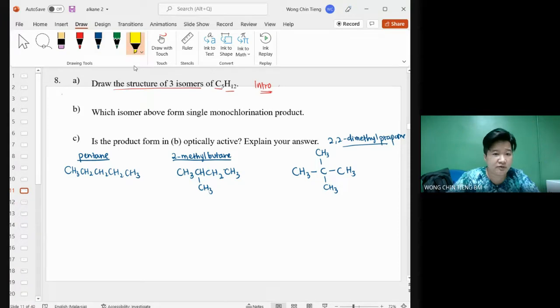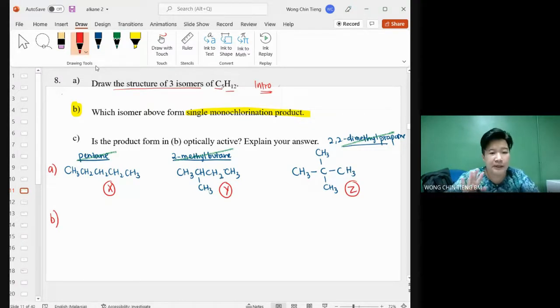So the question is asking for B, which isomer forms a single monochlorination product? Okay, untuk soalan macam ni, bila kamu dah jawab pakcik ni A, kamu nak jawab untuk B kan? Sama ada kamu lukis balik, boleh, soalan tak minta nama tau, so tak payah buat nama pun tak payah. So kalau nak senang, kamu boleh lukis balik ataupun give a label. You can label X, Y, Z, and then di soalan B, kamu tak payah lukis balik, tak payah bagi nama. Jawab je X, Y, Z pun boleh.